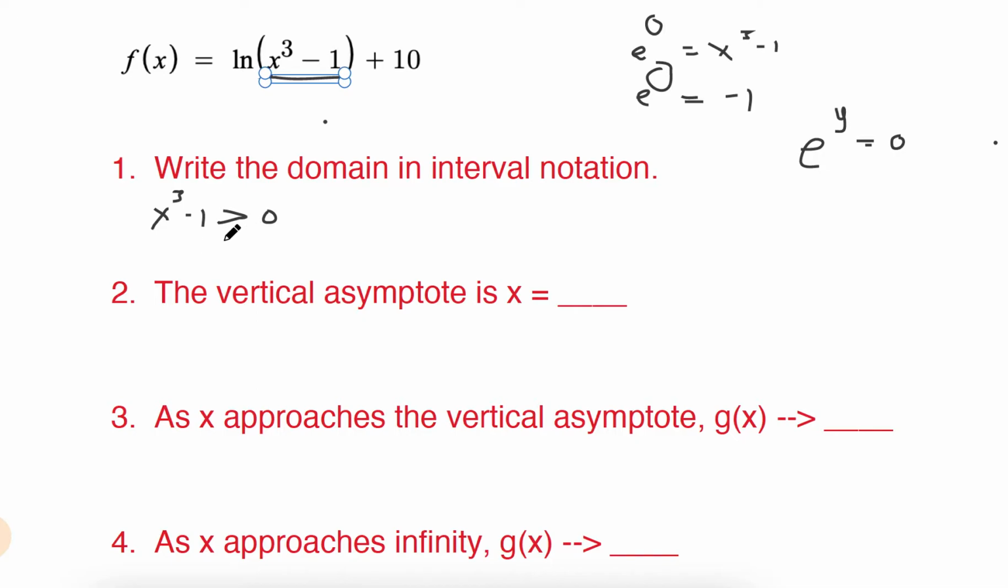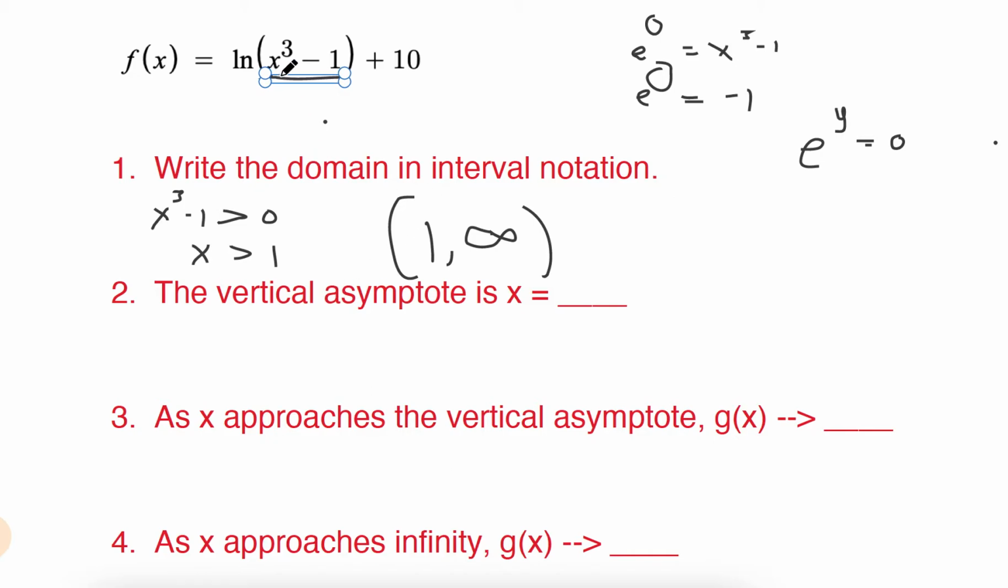To solve that inequality, add 1 to both sides, then take the cube root of both sides. For this one, you're going to get x is greater than 1. And that's it. So interval notation would be 1 is the lowest, and then positive infinity is the highest.